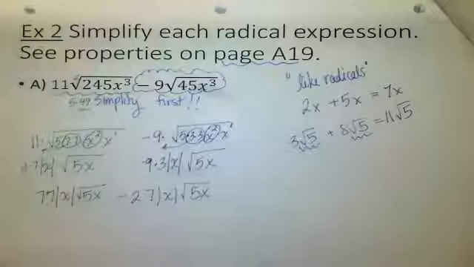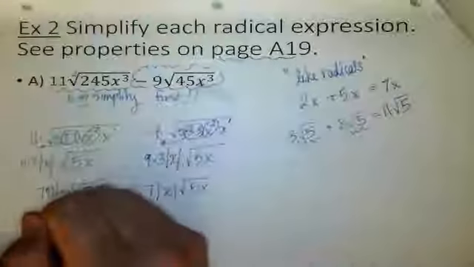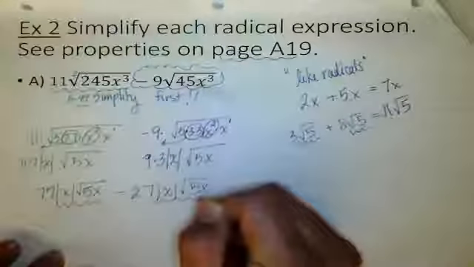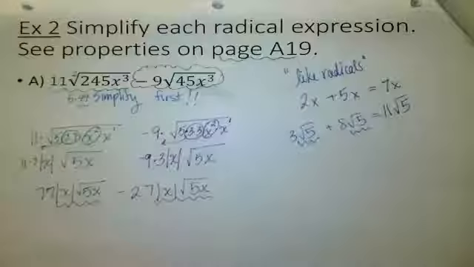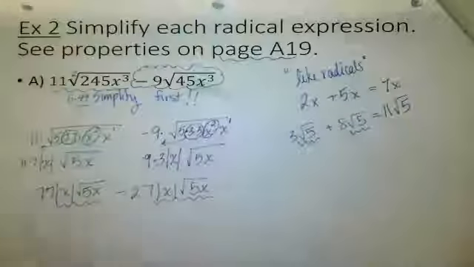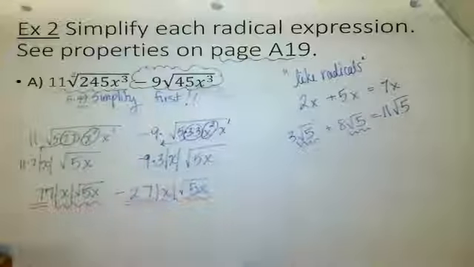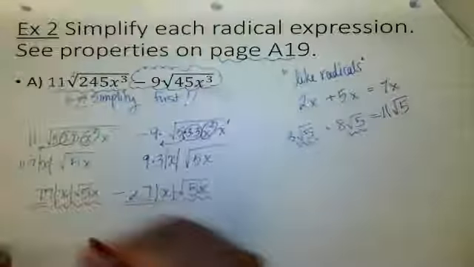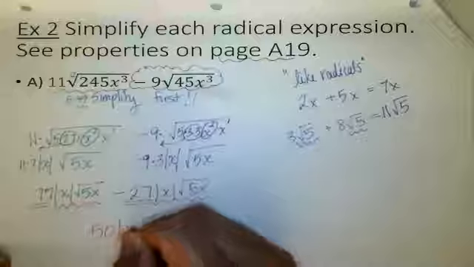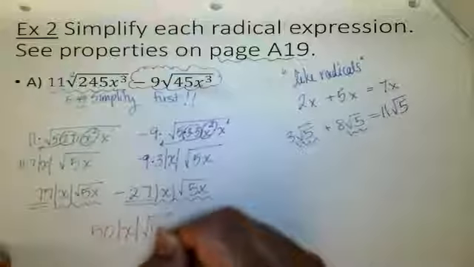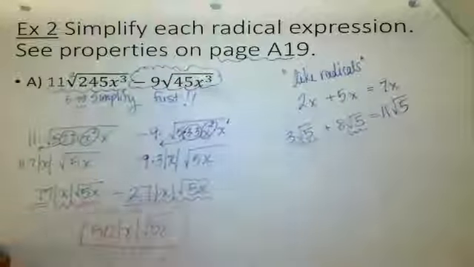Now, are these like radicals? They are like terms. They have the same exact variables and radical expressions. So we can just look at the coefficients. 77 of these minus 27 of these gives us 50 absolute value of x, radical 5x.